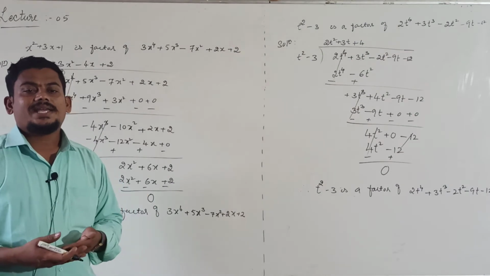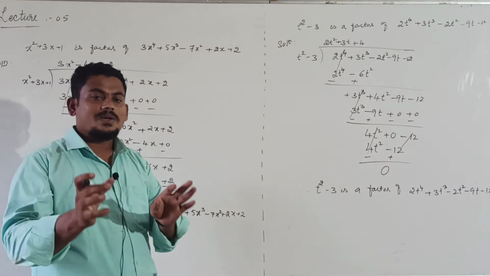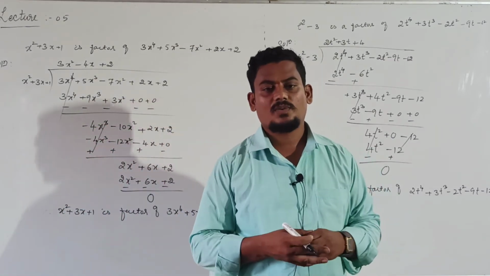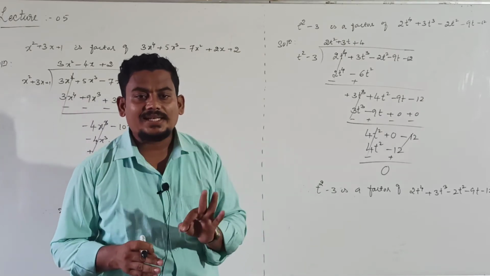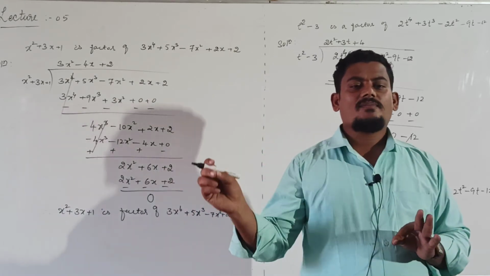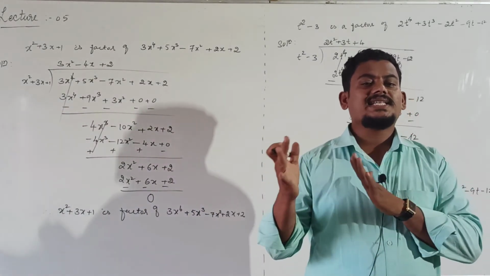Why? Because on dividing the given polynomial with another polynomial, it gives remainder 0. Whenever you get remainder 0, that time one polynomial is a factor of the other polynomial. If the remainder is non-zero, then it is not a factor.